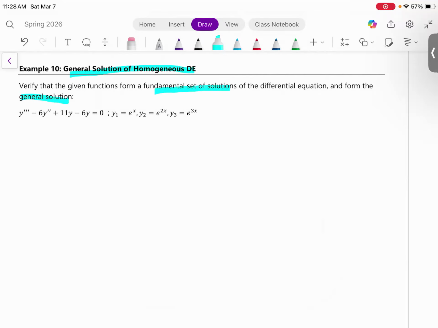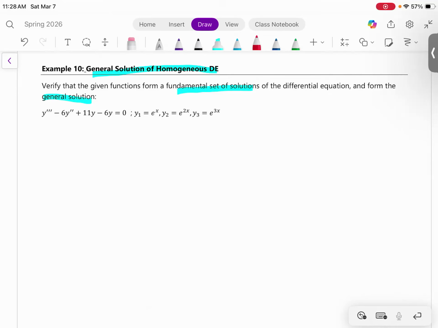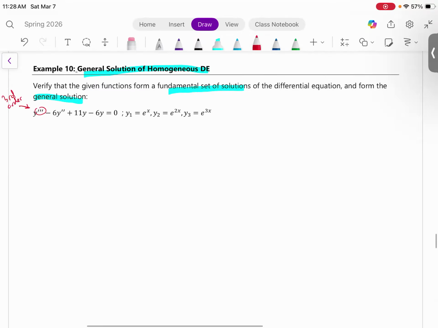So we have a different type of differential equation than we've been seeing so far in this lesson. We have a third order differential equation because we have a third derivative. So we have y triple prime minus 6y double prime plus 11y prime minus 6y equals 0. We have three solutions because we have a third order differential equation.